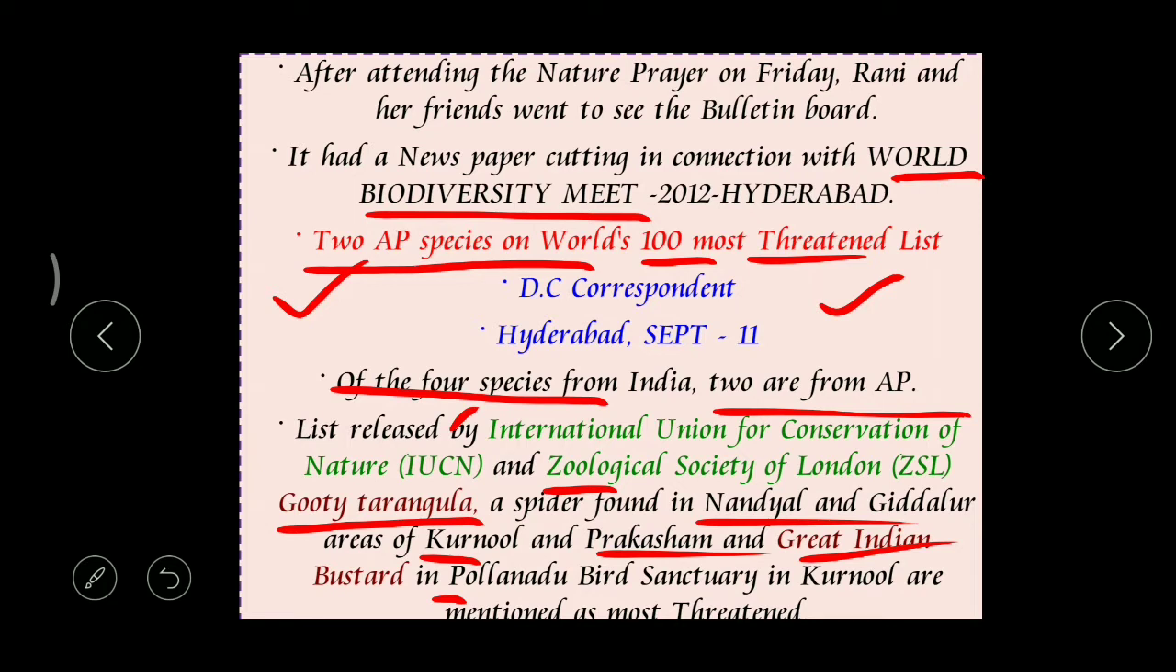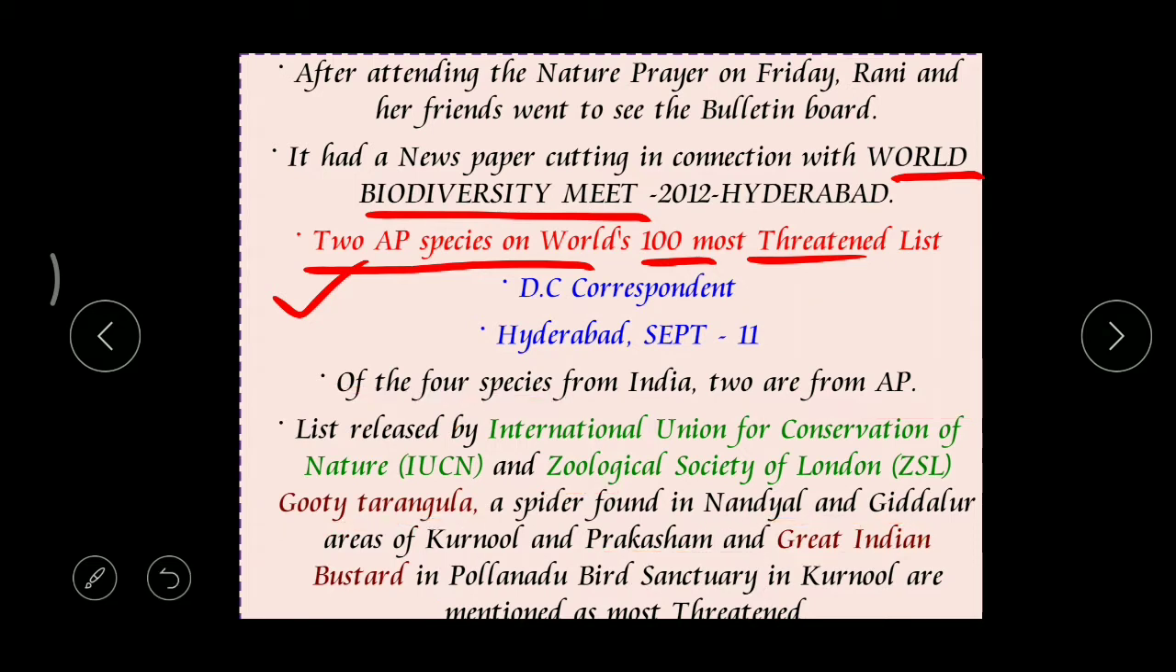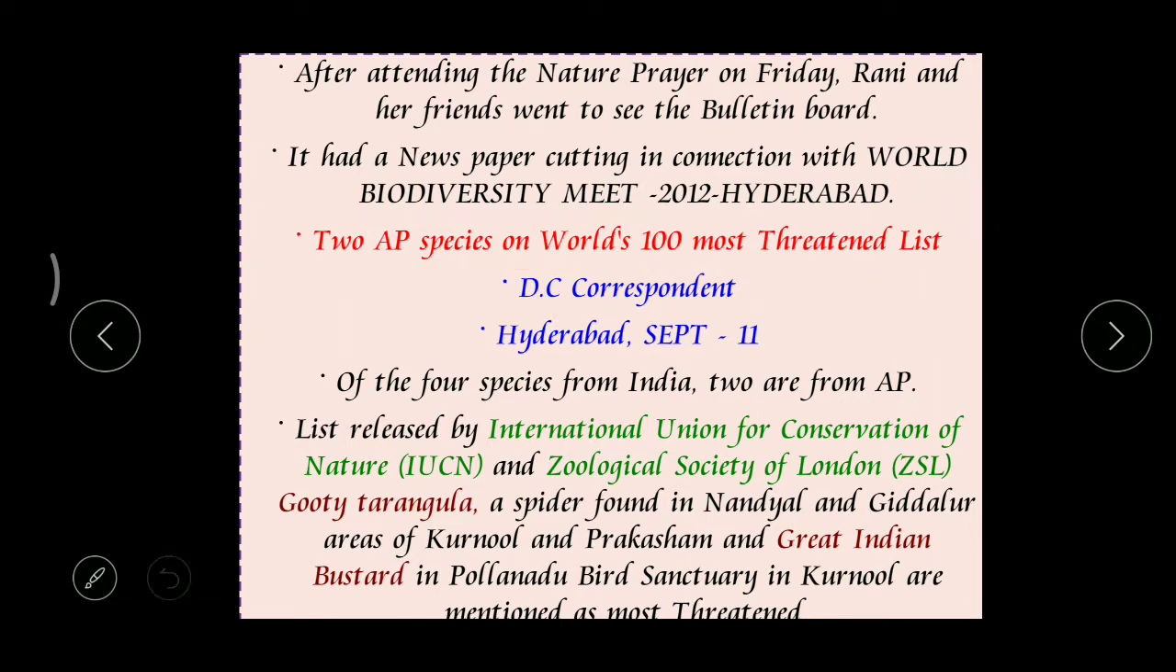So what is meant by sanctuary? It means a protected area for the birds, only birds, not for any other animals. Got it? That area can be called a sanctuary, and it is located in Kurnool district, right? So these two are the species which are from our state. Got it, children? These two are very important. One is a spider, Guti tarantula, and another one is a bird, the Great Indian Bustard, right?